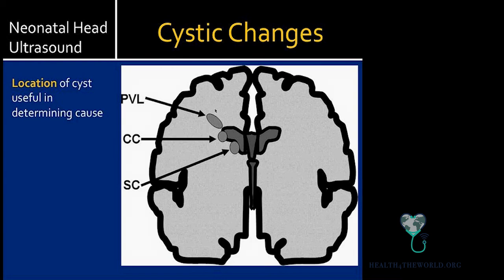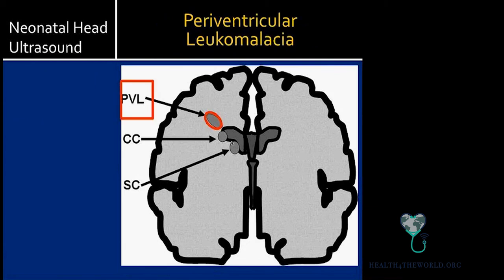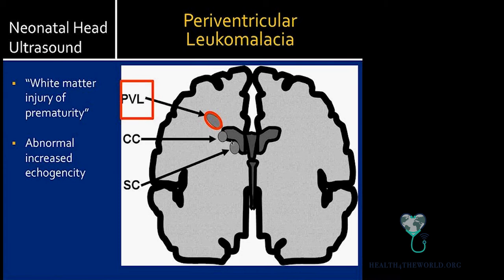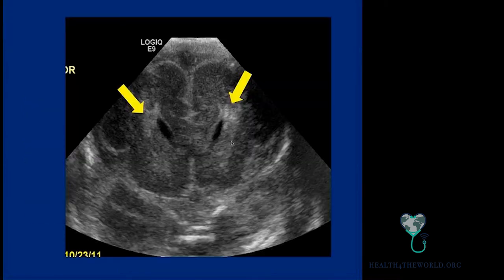The bigger cysts, though, up here in the high white matter, are more likely to be related to white matter injury of prematurity, usually periventricular leukomalacia, but maybe think of it as white matter injury. So depending on where you see the cyst located, it can help you figure out what the problem is and how worried you need to be about it. So here is an example of the white matter injury.